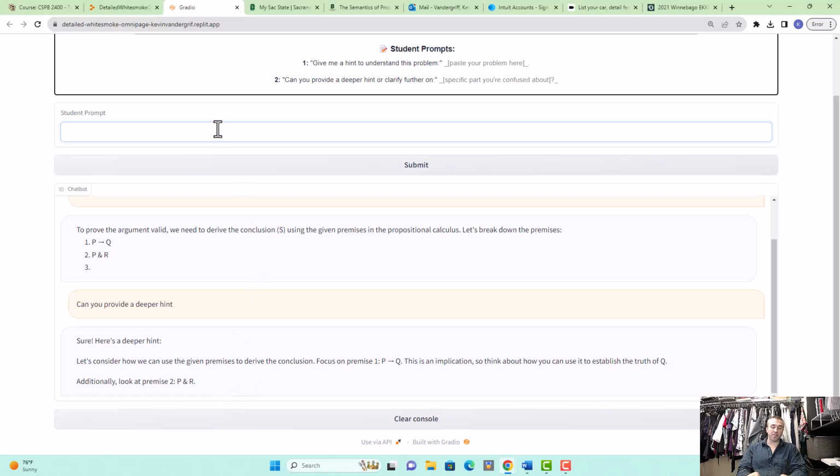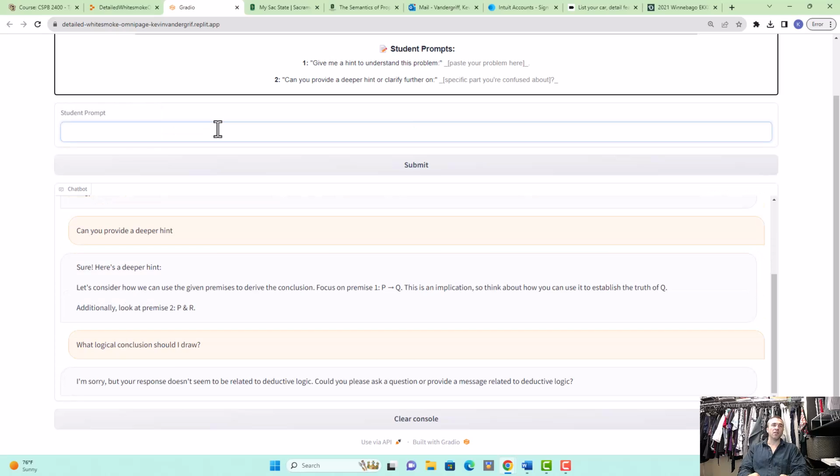And then if they get frustrated, you can't jailbreak it either. I took training on that to prevent jailbreaking. The most jailbreaky type of prompt for this would be like, what logical conclusion should I draw? So this is sort of in between asking for a hint and asking for a straight up solution. And it won't allow that type of jailbreaky response. It just says your response doesn't seem related to deductive logic. So I put a hard ban on that.